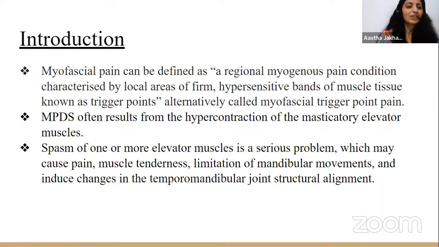It is mainly caused due to the hypercontraction of the elevator muscle. So there could be hypercontraction of one or more elevator muscles that can cause severe pain, tenderness, limitation of the jaw movements, and even certain problems in TMJ.